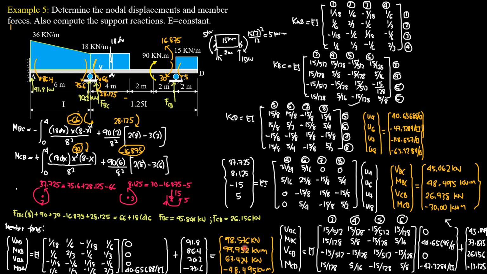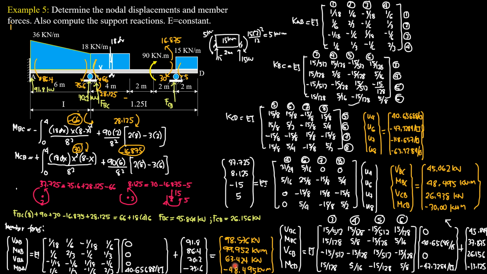98.576 kilonewtons. Then moment AB is the moment at A, 1/3 of 40.65688 plus 86.4, that's 99.952 counterclockwise. And in lecture, it is negative because the positive sense at the left is clockwise. It is counterclockwise, so this is negative in the lecture part. Positive here because the sign convention universally is positive counterclockwise.